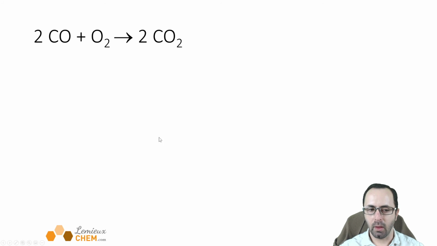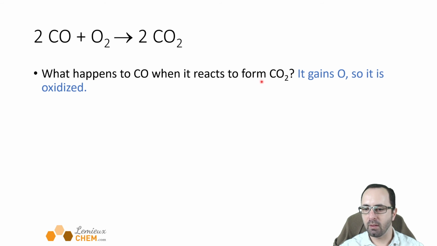So let's take a look here at this example reaction. Here we have carbon monoxide reacting with oxygen gas to make CO2. We analyze this and see that carbon monoxide originally had one carbon atom and one oxygen atom. But the product has a second oxygen atom instead of just one. So what happens to CO? It gained an oxygen atom to make CO2. What you're doing is looking at the reactants and seeing what happens to them. The CO gained an oxygen atom, so we say that it was oxidized.